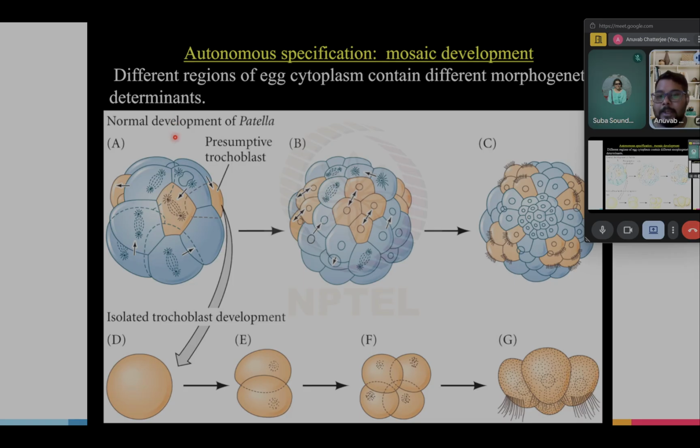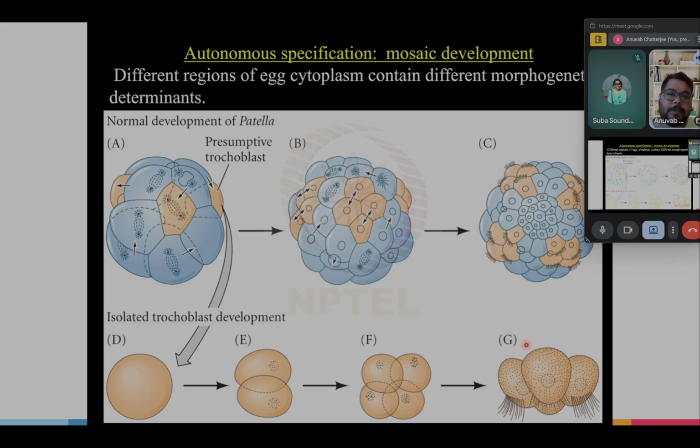A good example is normal development of a patella, which is a kind of sea organism, like barnacles. In the developing embryo, if the embryo is just allowed to grow, then the cells marked with yellow will form these hair-like projections, which the organism uses to sense its surroundings. Now, if you take part of this presumptive trochoblast out of it, which was to form these hair-like projections, and let it grow in isolation, it can still give rise to the entire structure.